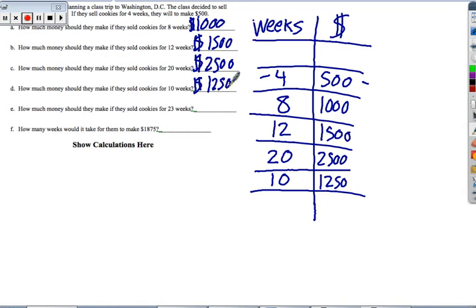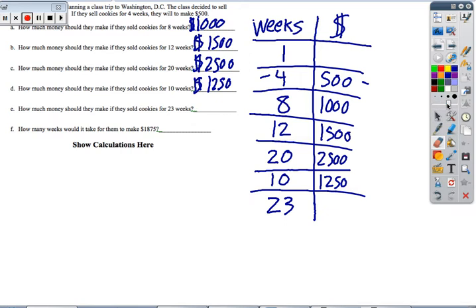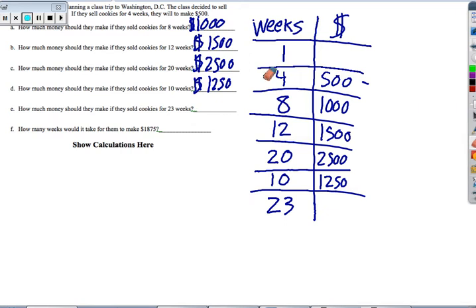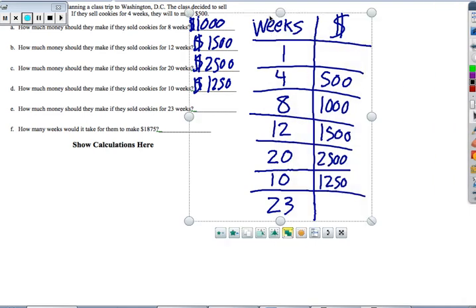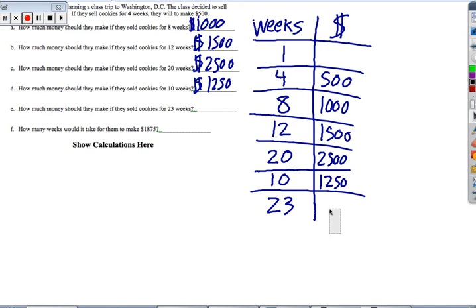So far, these haven't been too bad. It's been easy to work with just using what they gave us, which was this initial 4 weeks here. But now they ask us for 23 weeks. And none of these amounts of weeks here could easily get me to 23. So I might want to find my unit value, which is to figure out how much they're going to make for 1 week. That's kind of our big question here. You might want to think about right now, how could we do that? How could we figure out how much they're going to make for 1 week using some of the information that we're given?